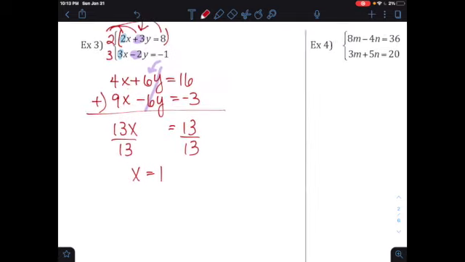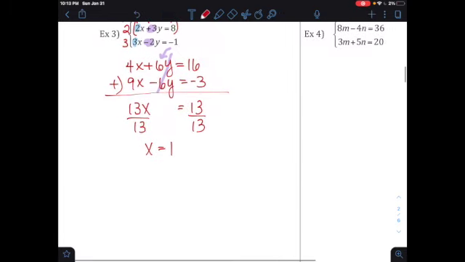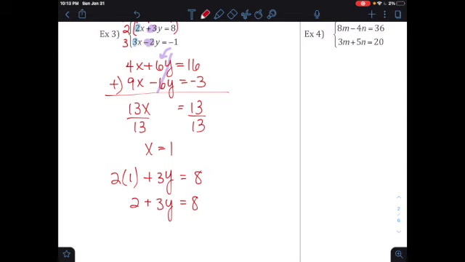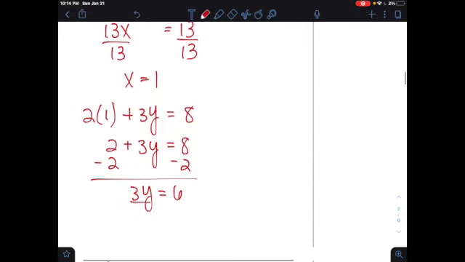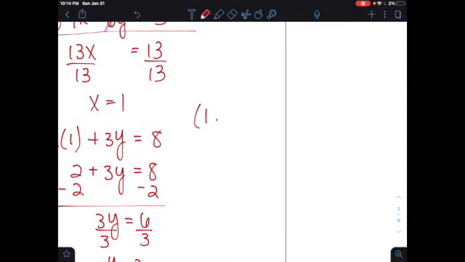And plug into the equation, I will plug into the top one. So that's 2 times 1 plus 3y equals 8. So 2 plus 3y equals 8. Minus 2 on both sides, you have 3y equals 6. Therefore, divide by 3 on both sides, y equals 2. And then the answer is going to be 1, 2.